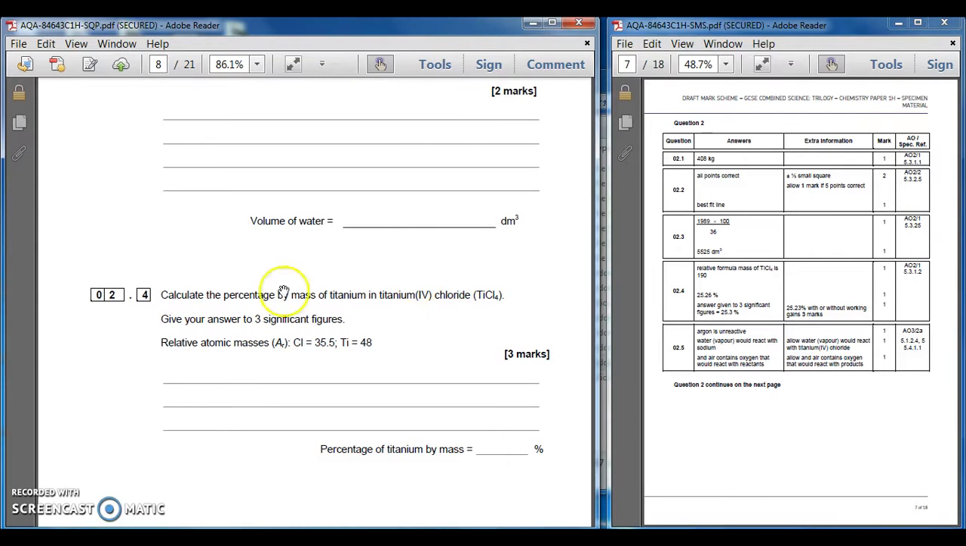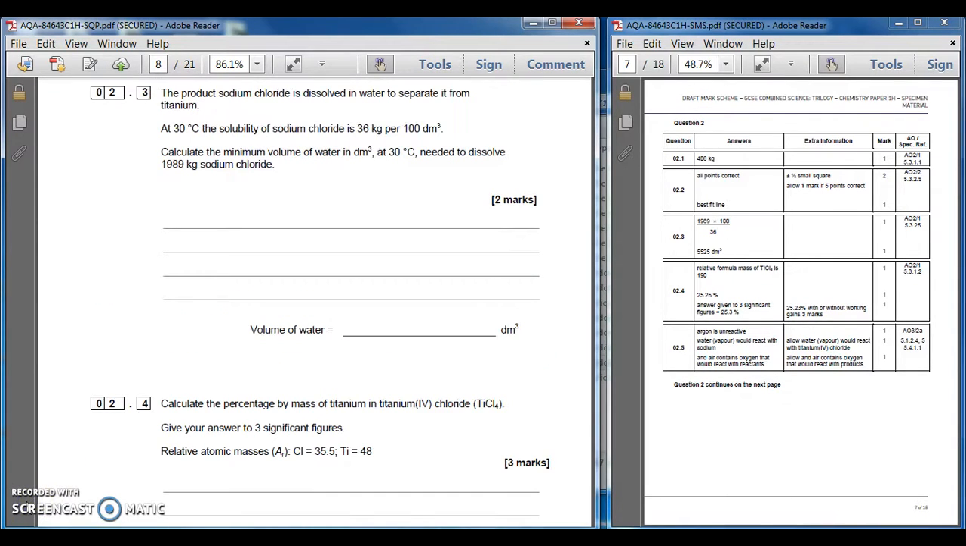The next question. In this one, you're trying to work out the volume of water needed to dissolve this substance. Now it says if you've got 36 kilograms, you'd need 100 decimeters cubed. That's the same as a litre, so 100 litres. So for 2, you'd need 72 kilograms. You'd need 200 litres or 200 decimeters cubed.